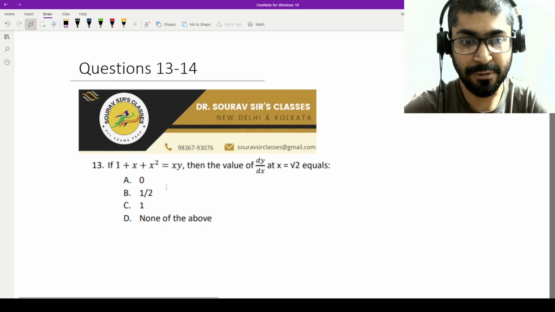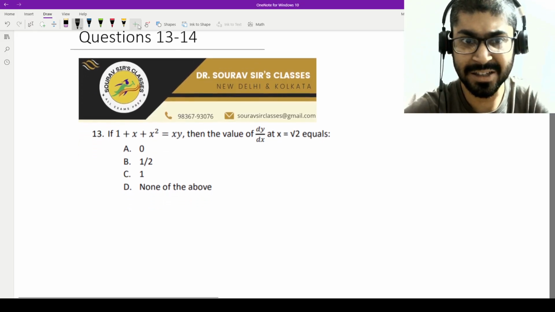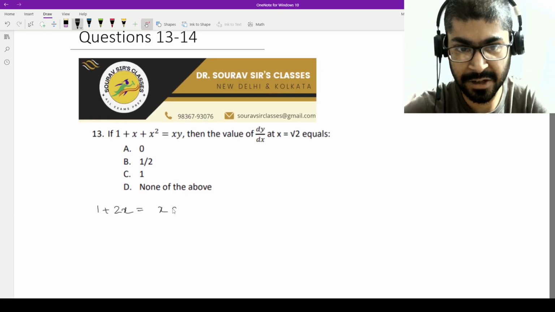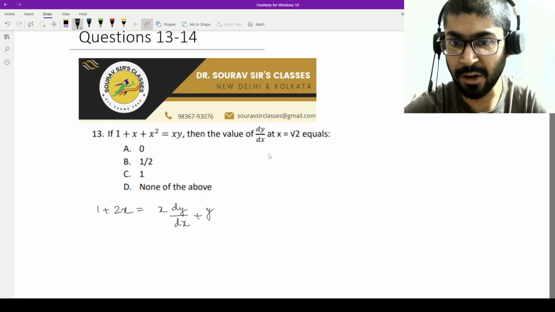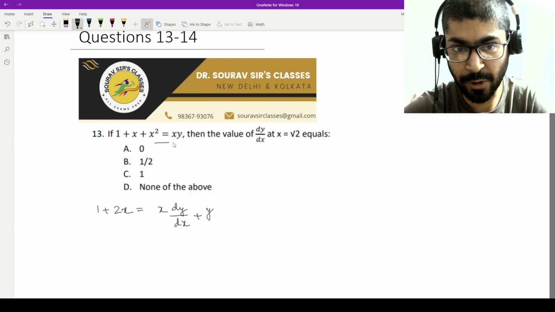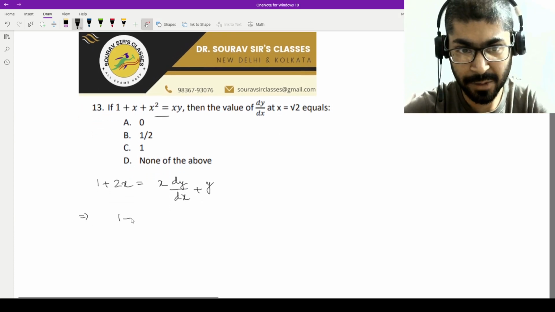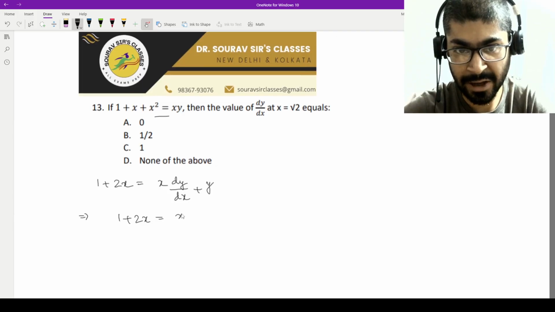So what do we have to do here? We can just differentiate it directly, right? So if we differentiate directly, we will get 1 plus 2x equal to x dy dx plus y. Now you do not have the value of y, right? So I can take the value of y from this original equation itself. If I do that, what will I get? I'll get 1 plus 2x equal to x dy dx plus what is y?